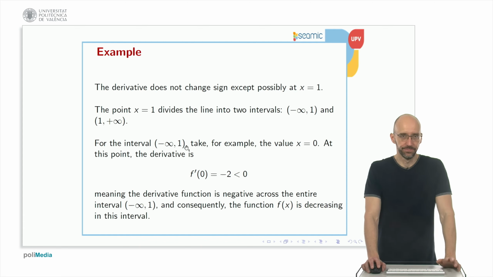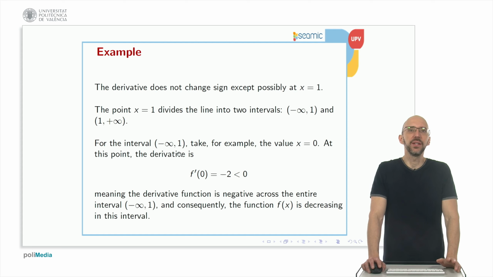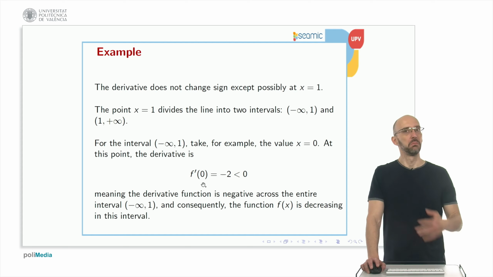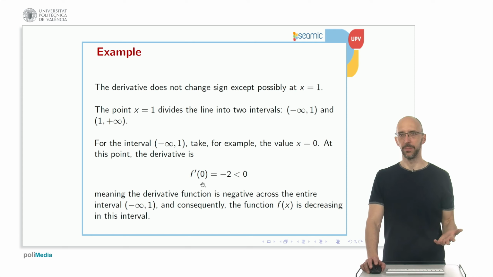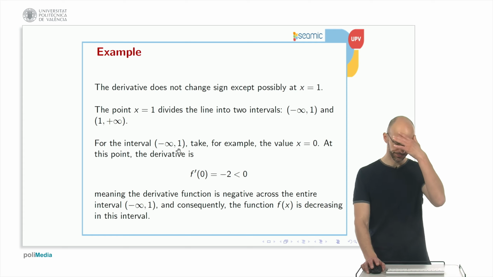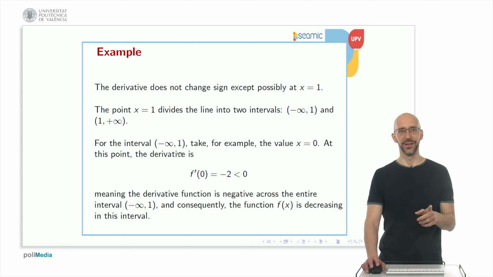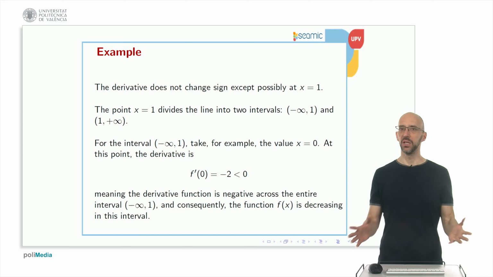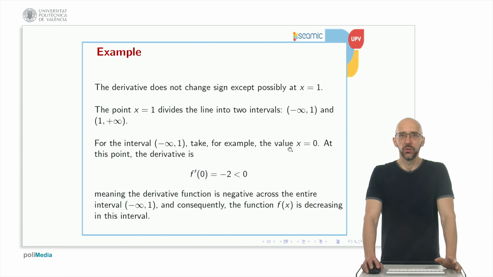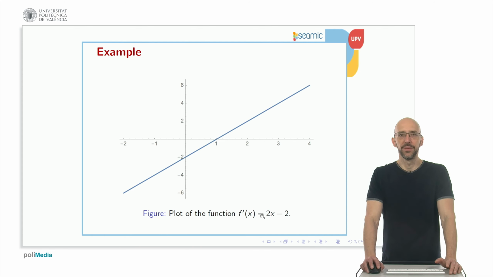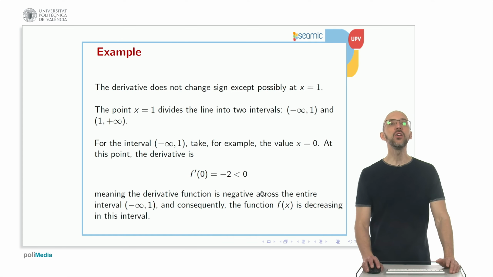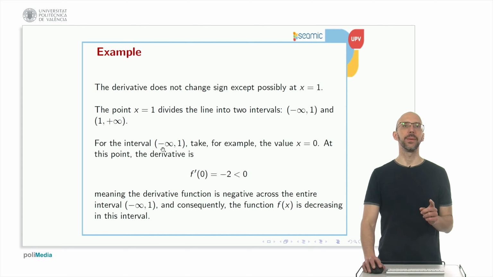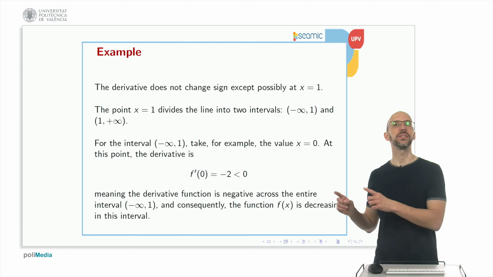What have I done? In the interval -infinity to 1, I took the value 0. It's the one I chose. You can choose a different value between -infinity and 1. Any value in between is perfect. I just took 0. The derivative at 0 is -2. Oh, but I don't remember the derivative. Here you have 2x minus 2. If I change x by 0, I get -2. So I know that in the interval -infinity to 1, the derivative is negative. And that means that the function is decreasing.